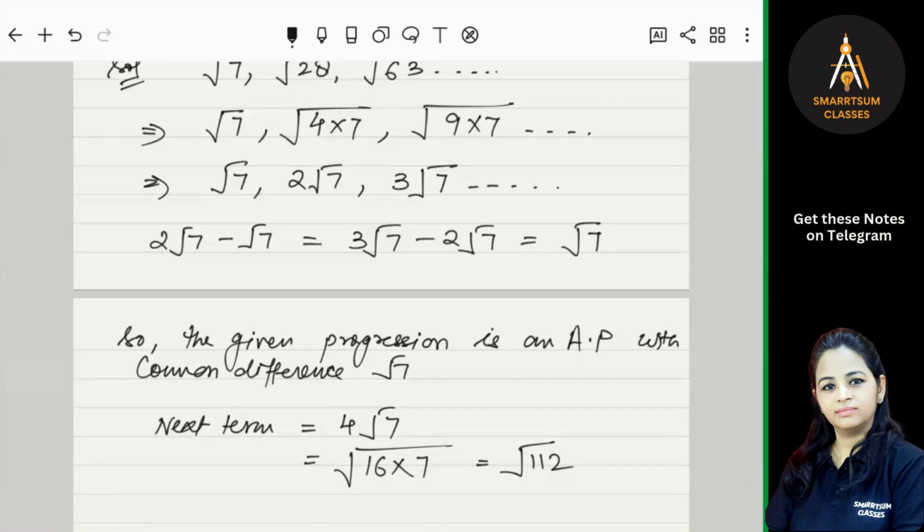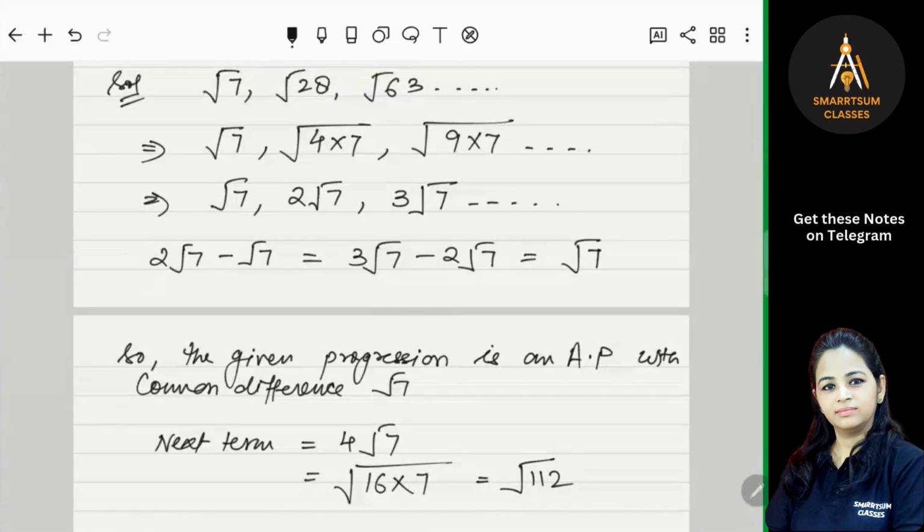So the given progression is the arithmetic progression having the common difference root 7. So we have shown here that the difference between the two consecutive terms are same, right? It is same for all the consecutive terms, which is root 7. So this is the common difference, which is constant. Therefore, it is an arithmetic progression. And similarly, we can find the next term. So next term would be 4 root 7, right? Which can be written as root 112. Everybody getting this? Yes or no?